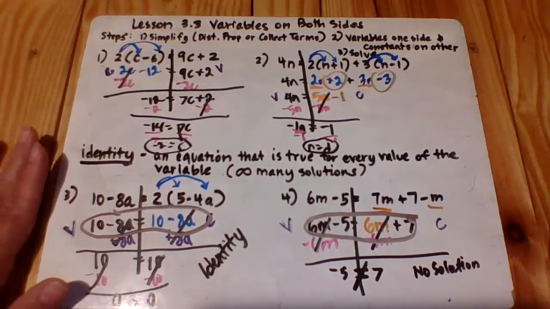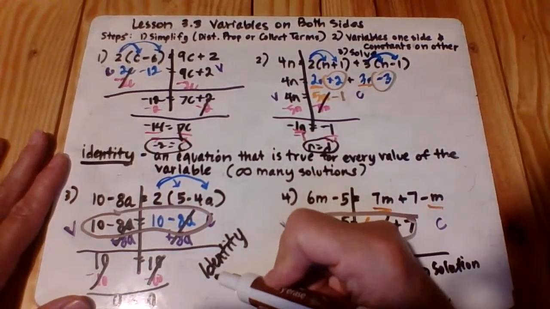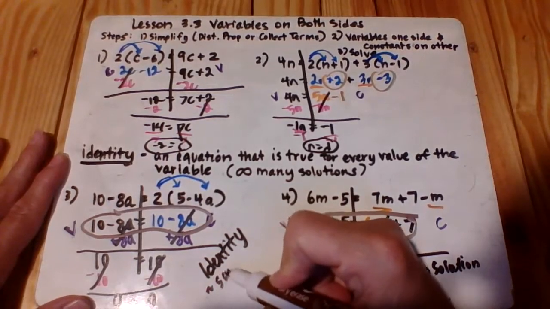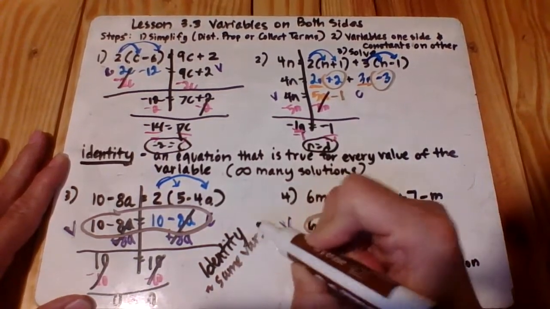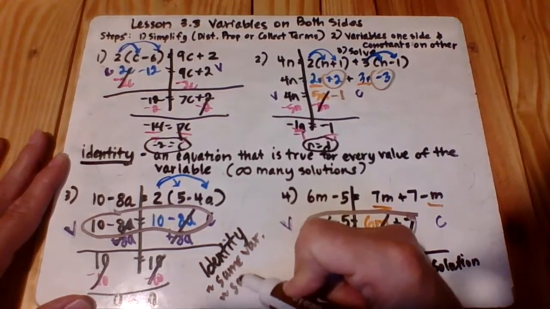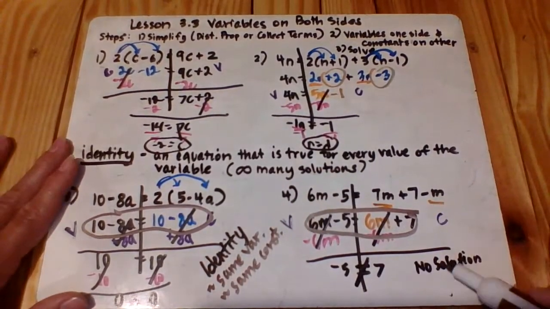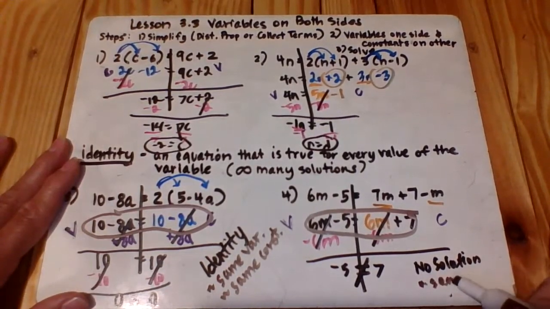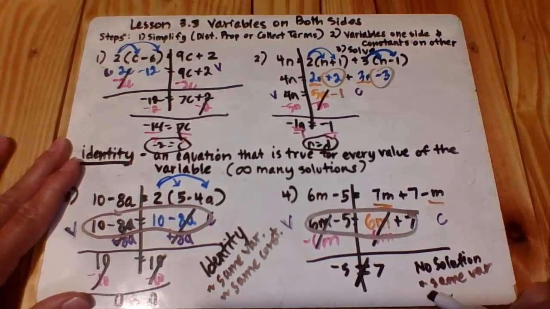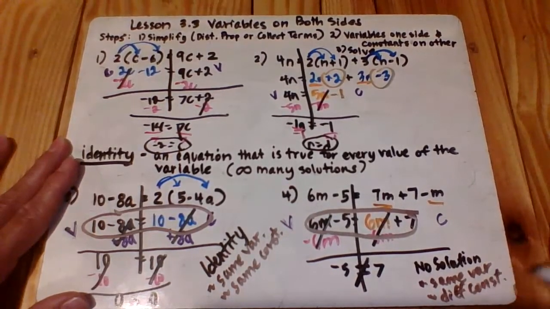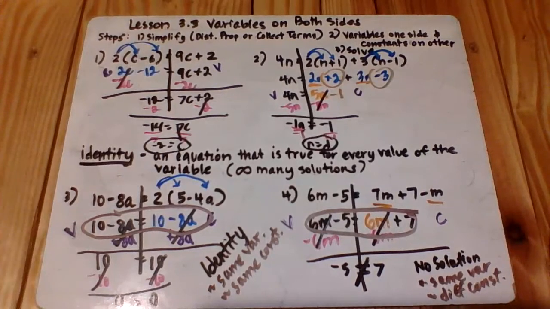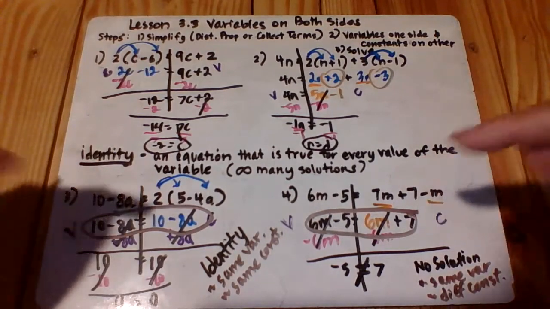So if I go back through, for identity, they have both the same variable and the same constant. And I'm just going to abbreviate both of those. Over here, no solution has the same variable, but they have different constants. So be good math students and look for patterns. That's one of our mathematical practices we want you to do anyway. So if you notice, you can stop there.